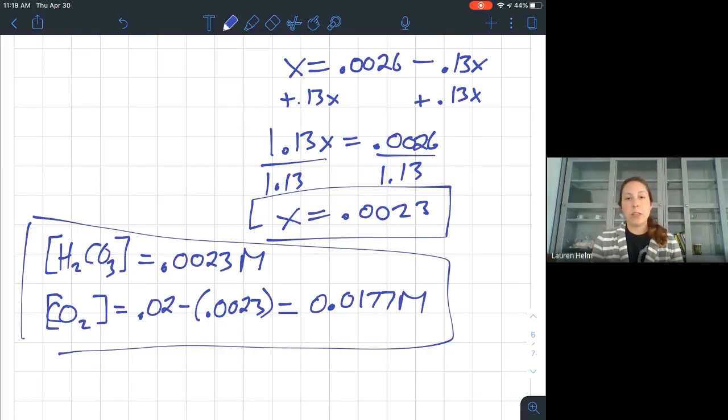So by knowing the equilibrium expression and by putting X in for what we don't know, we can actually go ahead and figure out the equilibrium concentrations given the information we were provided.